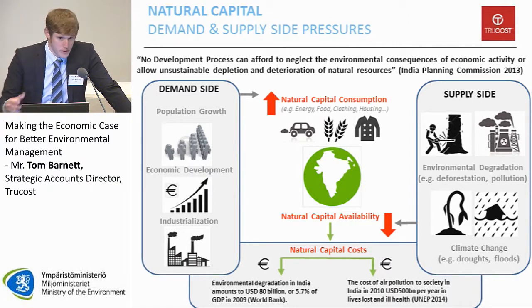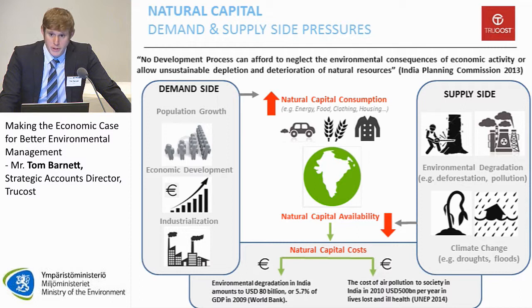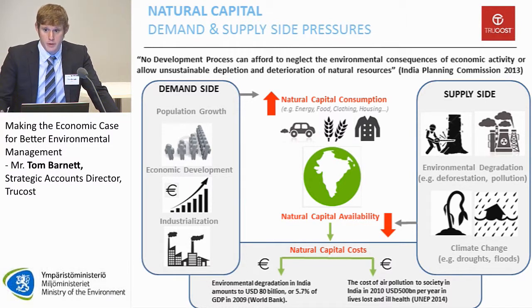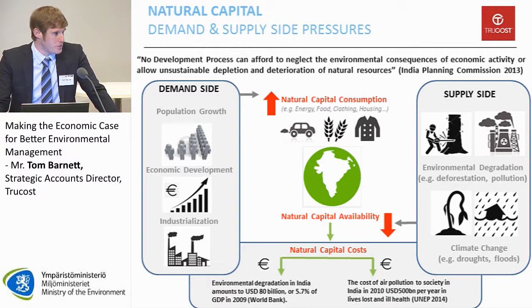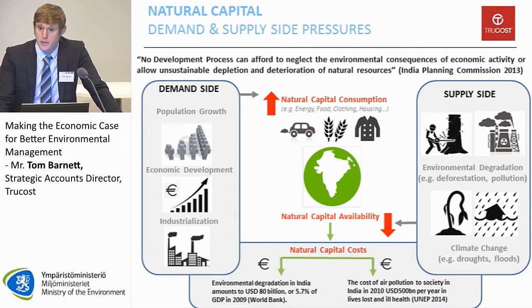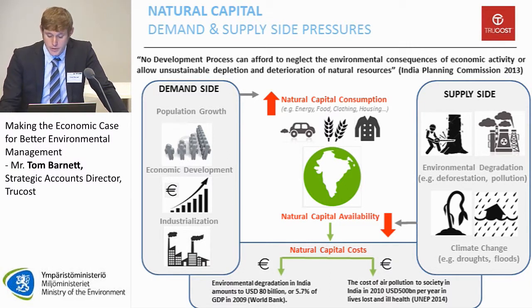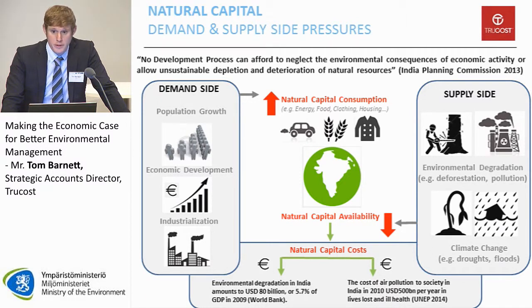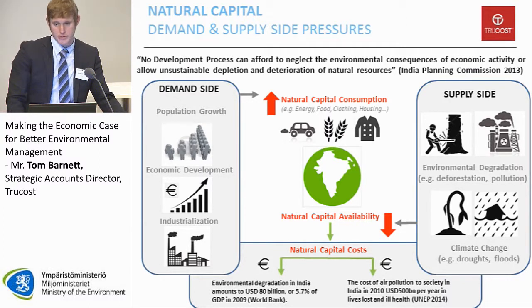And this is actually a slide from a recent presentation we did for a group of Indian investors. Some valuation figures that we've produced, or that we've borrowed from the World Bank and UNEP, start to give you an idea of the size of these risks that are inherent in the system. The World Bank estimates that environmental degradation in India in 2009 equates to about $80 billion or 5.7% of GDP. And similarly, the cost of air pollution to society, not paid by the polluter, was about $500 billion in 2010 due to lives lost and ill health. So we're looking at obviously very significant risks here.